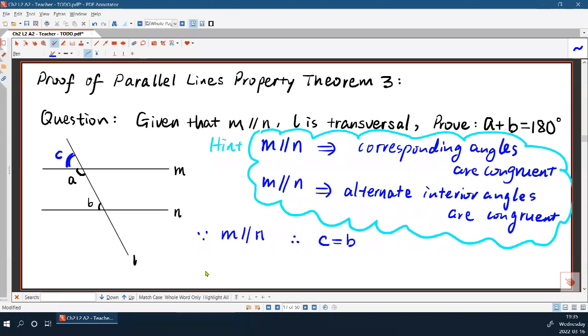Therefore, C equals B. Okay, and because we have also A plus C equals 180, right? Because A plus C is a straight angle, therefore A plus C equals 180. According to this expression, if we substitute C with B here, we have A plus B equals 180, right? And the proof is complete here. Can you see the logic? That's how we can prove property theorem 3 using property theorem 1. Can you see that?